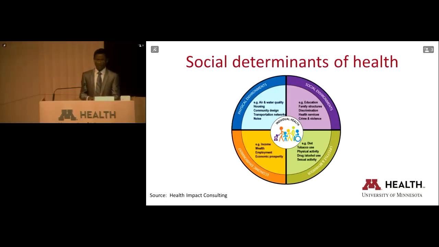looking at the social environment and the impact of things like family structures, the education level of a parent in the home, usually the mother, or crime and violence within a community, exposures that children have to adverse childhood experiences. All of these things play a large role in who they become and their health status later in life.